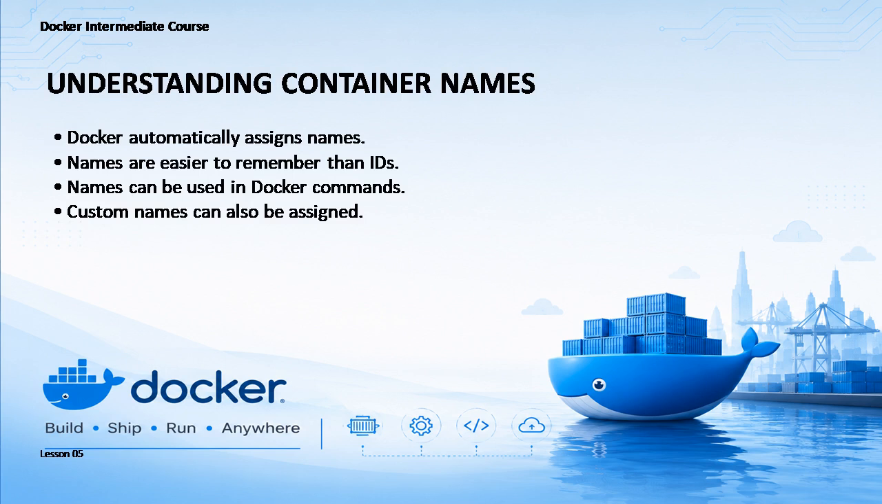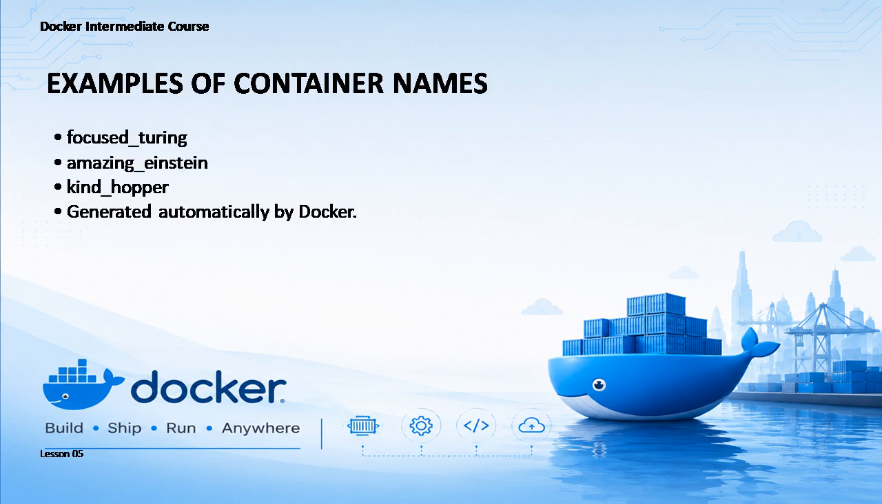Understanding container names. Docker automatically assigns names. Names are easier to remember than IDs. Names can be used in Docker commands. Custom names can also be assigned. Examples of container names: Focused_Turing, Amazing_Einstein, Kind_Hopper. Generated automatically by Docker.